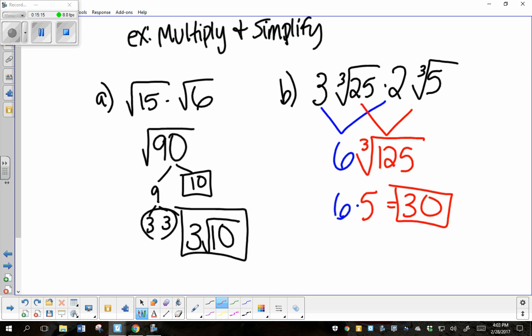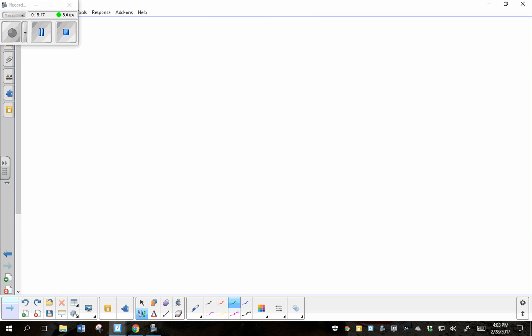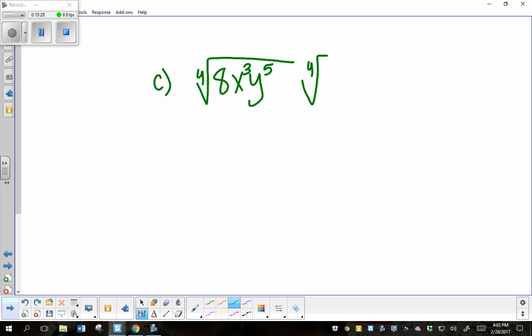All right, one more example. Last one. It is the 4th root of 8x to the 3, y to the 5th, times the 4th root of 4x squared, y cubed. So right now it might be difficult to find the 4th root or to simplify either of those at all, but since they're both 4th roots, we can multiply them and put them all in one big 4th root.